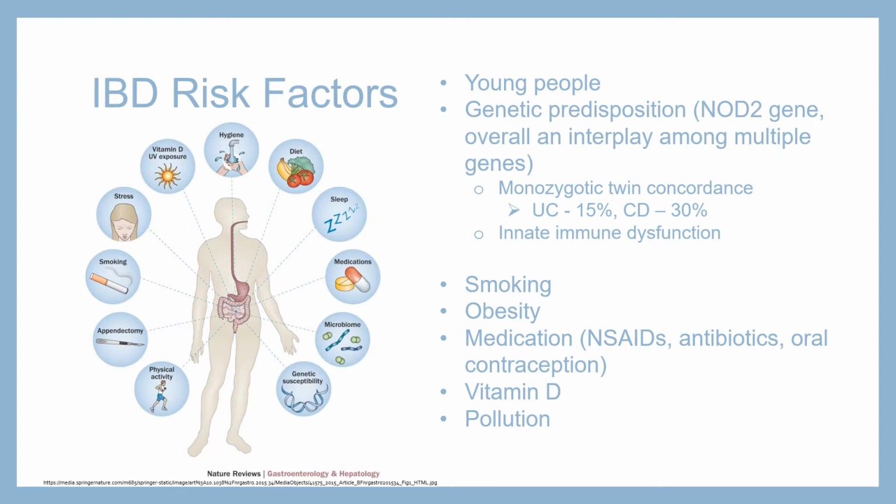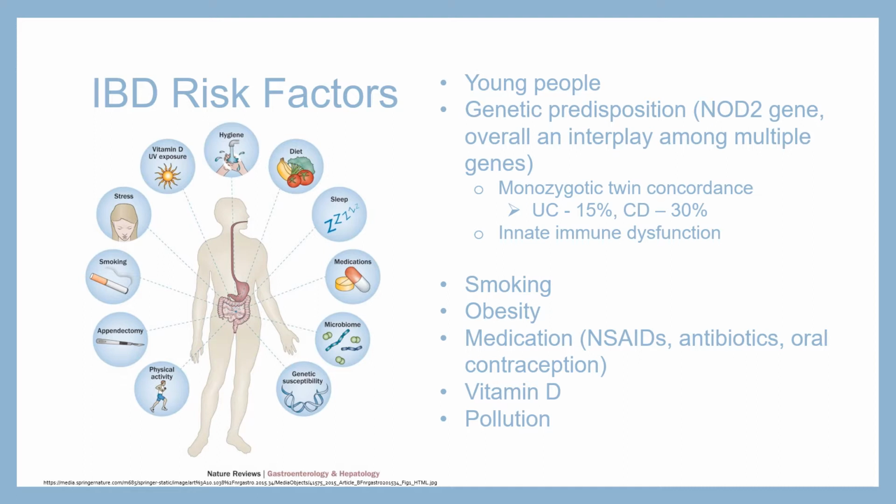However, there's no one specific gene that can be pointed at as a cause of IBD, but instead it is a polygenic risk factor. In twin studies, monozygotic twin concordance for ulcerative colitis was 15%, while Crohn's disease was 30%, so there is some relation to genetics. Further studies need to be conducted, but it is thought that these genes have a degree of control over the innate immune system.